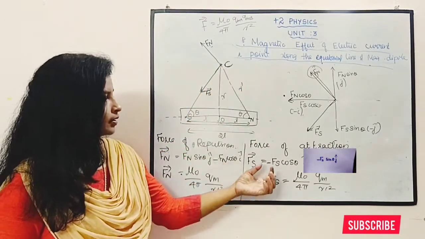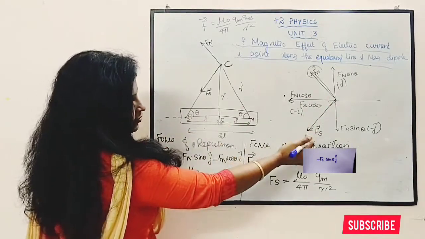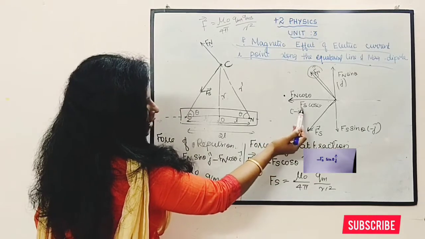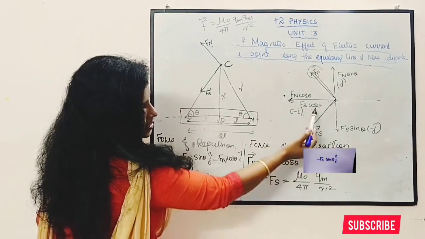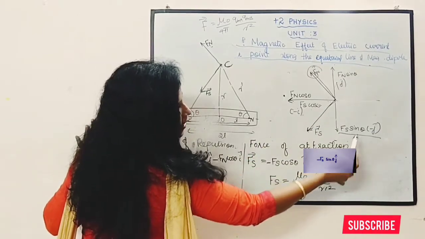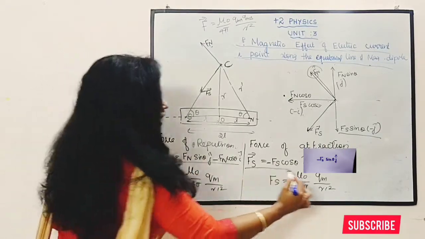Okay, so according to this, we are split into two components, right? So we can write it from here. This Fs is split into two components. One is minus Fs cos theta i cap. Another component is minus Fs sin theta j cap. Okay, so we know what Fn is and what Fs is.